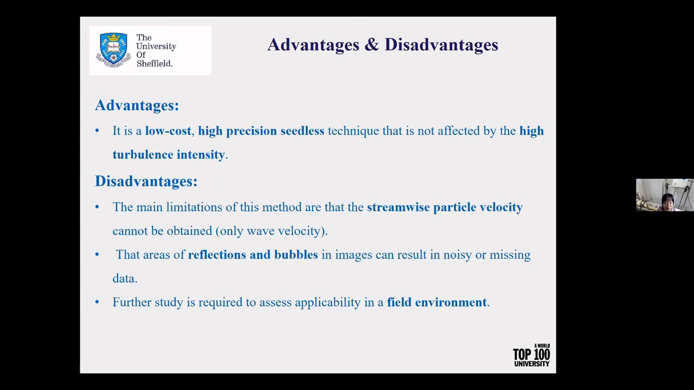The DIC measurement is a low-cost, high-precision seedless technique that is not affected by the high turbulence intensity. The main limitations of this method are that the streamwise particle velocity cannot be obtained, and that areas of reflections and air bubbles in the images can result in noisy or missing data. And further study is required to assess the applicability in a field environment.